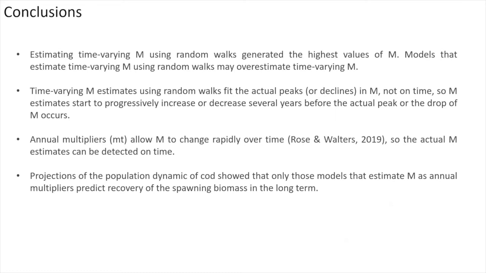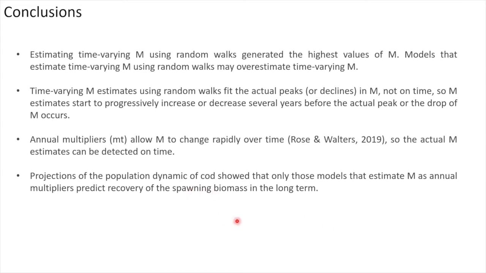Time-varying natural mortality estimated using random walks fits the actual peaks or the decline in M not on time. For example, M estimates start to progressively increase or decrease several years before the actual peak or the drop of M occurs. Other multipliers allow M to change rapidly over time, so the actual natural mortality change can be detected on time.